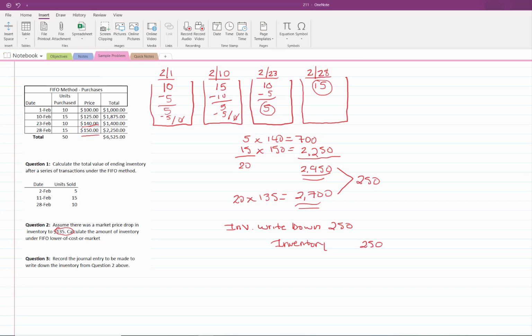Conversely, the inventory write-down account, some companies, if the amount is small enough, they'll just hit the cost of goods sold account instead of an inventory write-down account. But some companies like to see this inventory write-down account broken out separately from everything else. So that's the quick version of the FIFO inventory method.